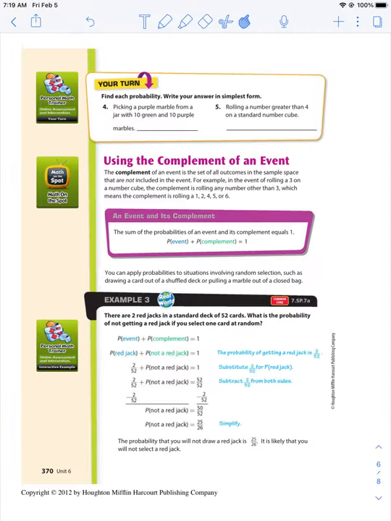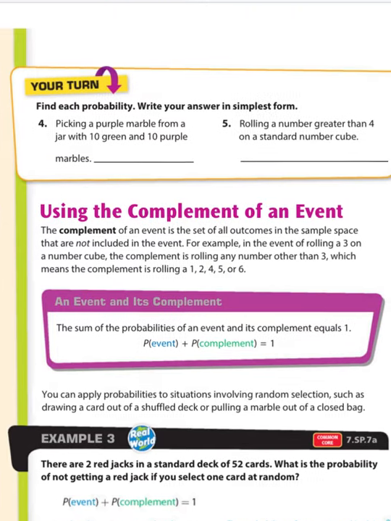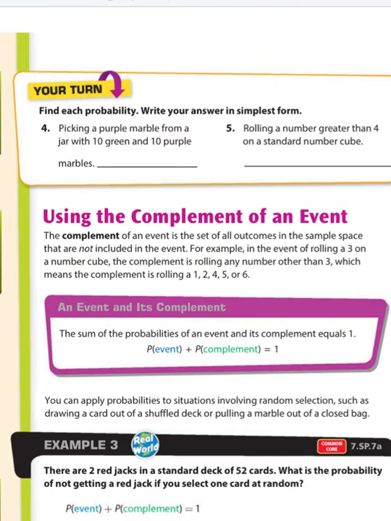All right, your turn. Find the probability of both of these numbers, 4 and 5. So pause the video, read the problems, see if you can figure out the probability, and then play it back to see if you got them right. Go.